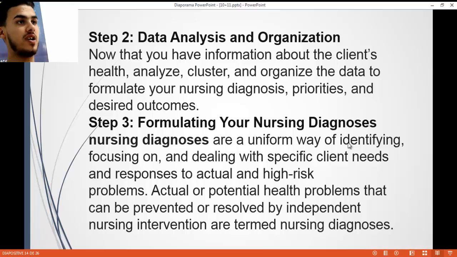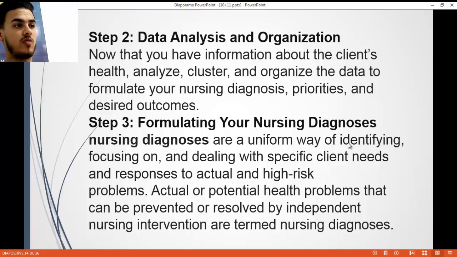The second step is data analysis and organization. Now that you have information about the clients, after you gather the data, you have to analyze and organize the data to formulate your nursing diagnosis, priorities, and desired outcomes.